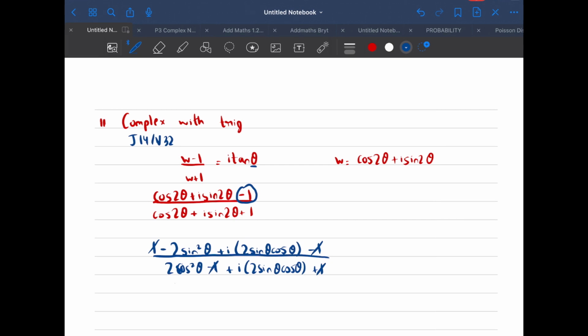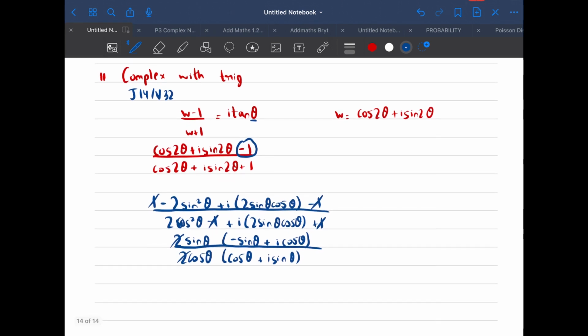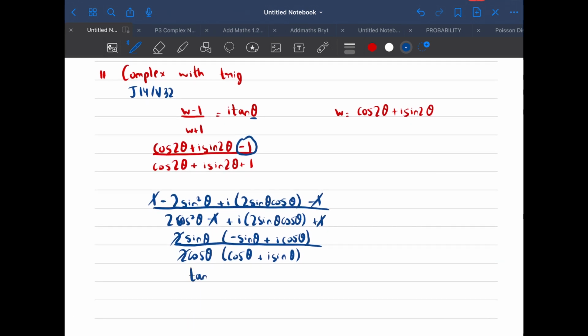So, if I take 2 common, take 2 sin theta common. So it's going to be minus sin theta plus i cos theta. And here, take 2 cos common. It's going to be cos theta plus i sin theta. Got this? 2 and 2 cancel out. Sin theta upon cos theta is tan theta.